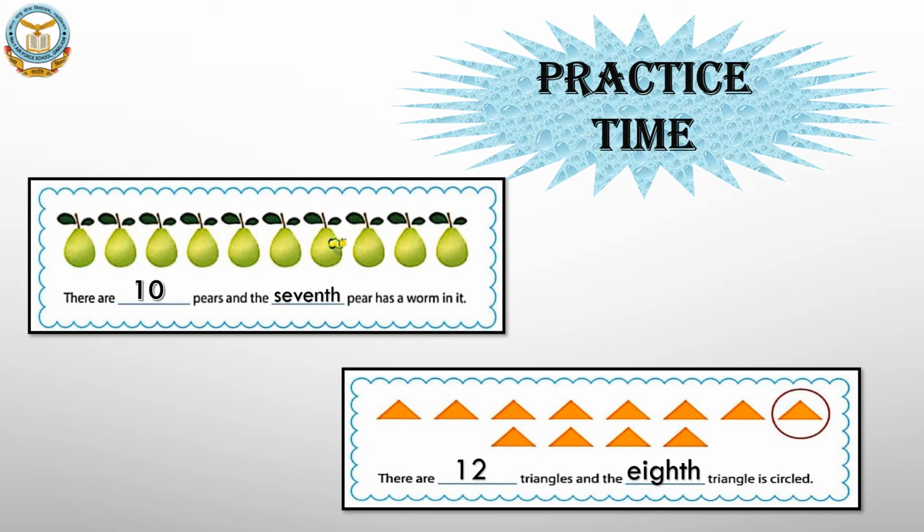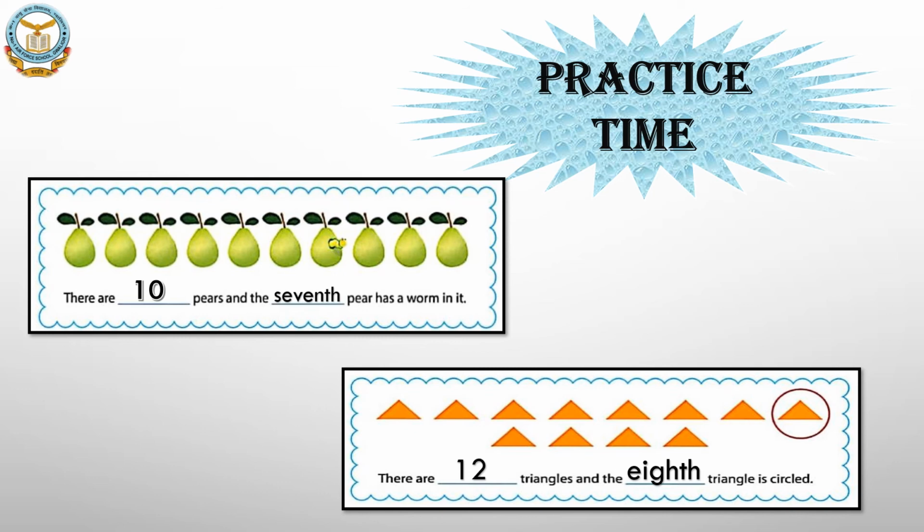So first of all, let's talk about the first blank. There are dash pairs. The question asks you how many. So how many? The answer is 10, which is the cardinal number. And let's move to the second blank. The dash pair has a worm in it. In this part, we are talking about the order or the position of the particular pair, which gives you the ordinal number, that is 7th.